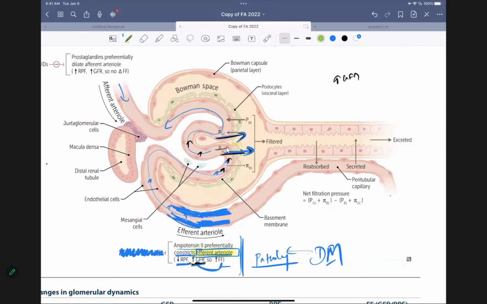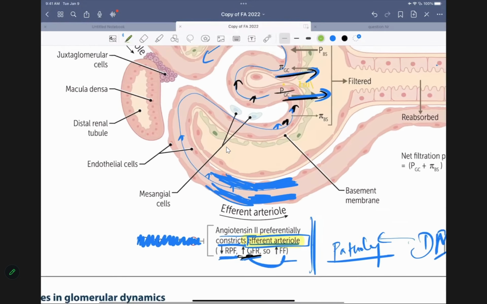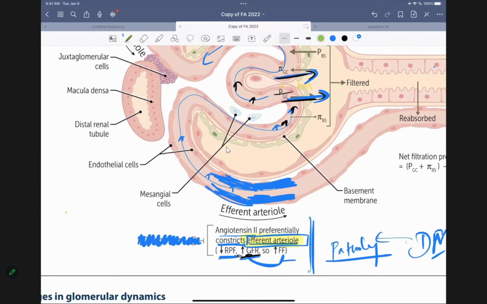Now let's go back here. Now, what can I do here? What's the problem with increased GFR? That's the problem here. What can I do to reduce this? I have to vasodilate the efferent arteriole. If I vasodilate the efferent arteriole, the pressure will reduce a little bit inside. The damage won't be like that. Is that clear, folks?